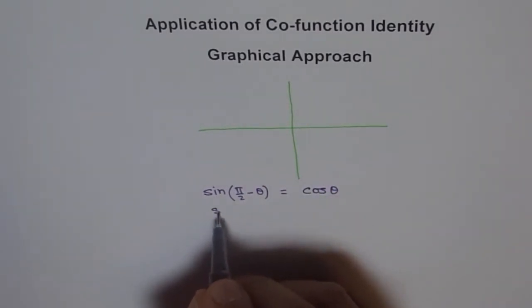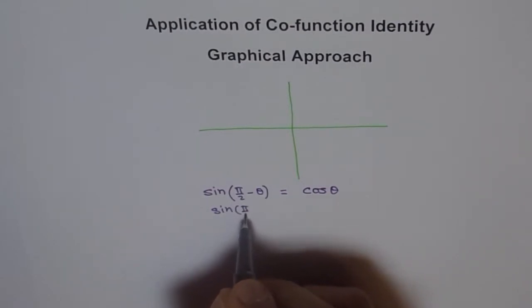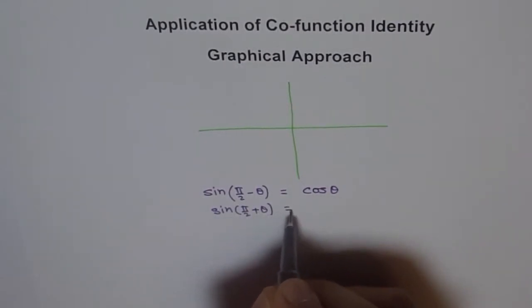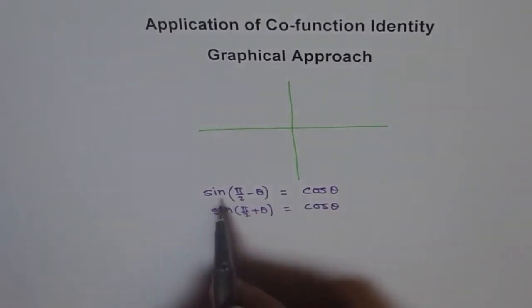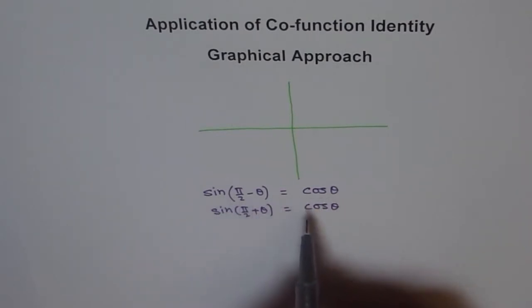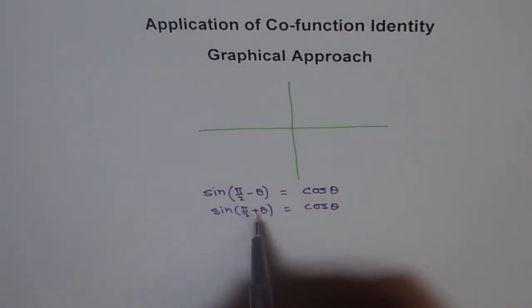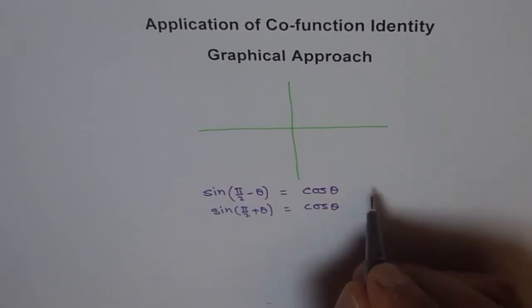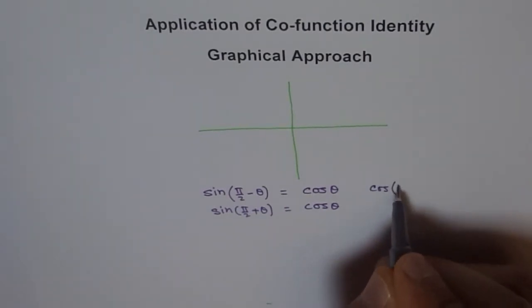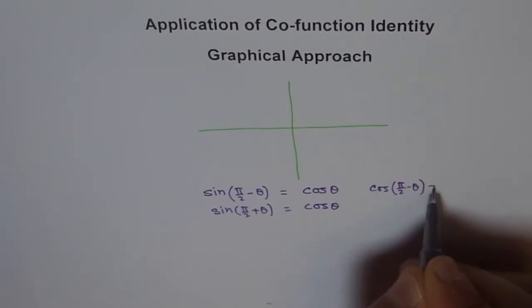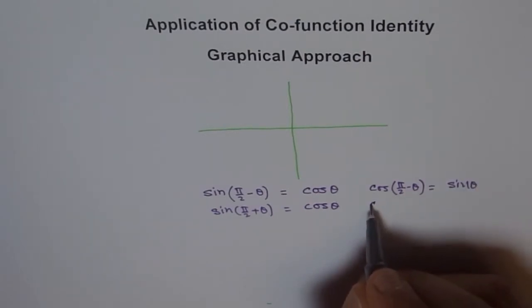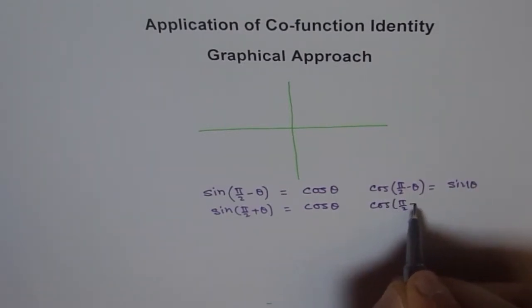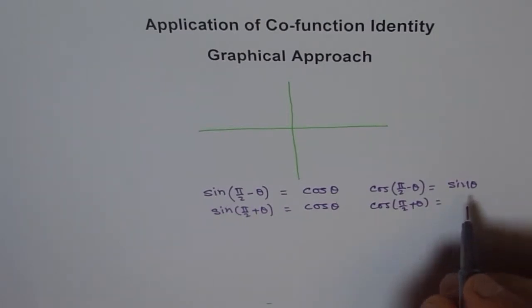And if we have sine of pi by 2 plus theta, then also it is cos theta, right? So sine and cosine are cofunctions, but when you do 90 plus or minus theta, sine changes to cos. Similarly, if we have cos of pi by 2 minus theta, what do we get? We get sine theta. But if it is cos of pi by 2 plus theta, then what should we get? We actually get minus sine theta.